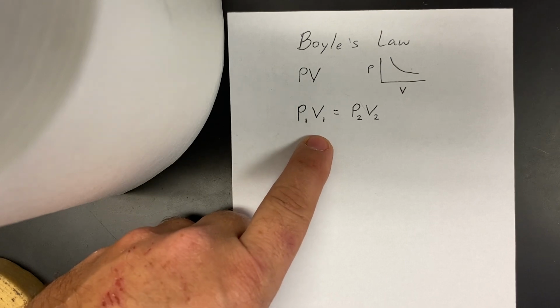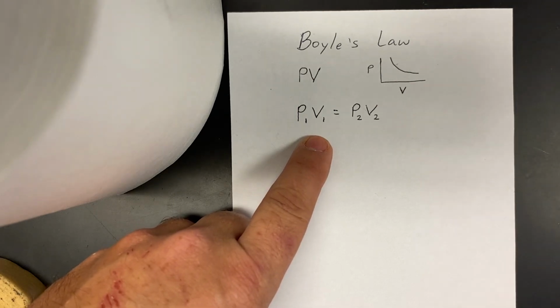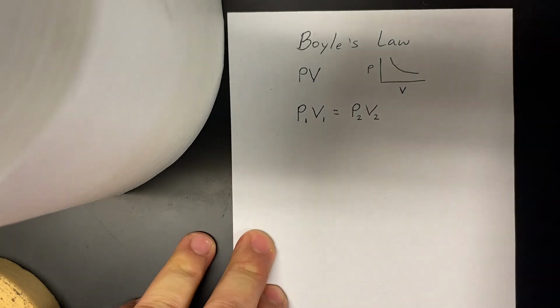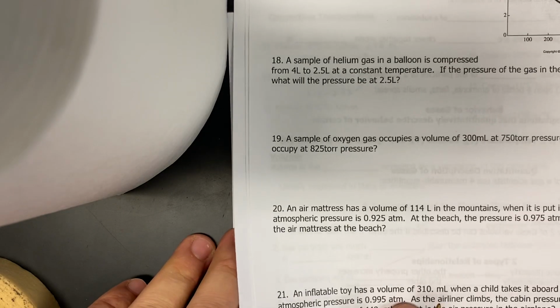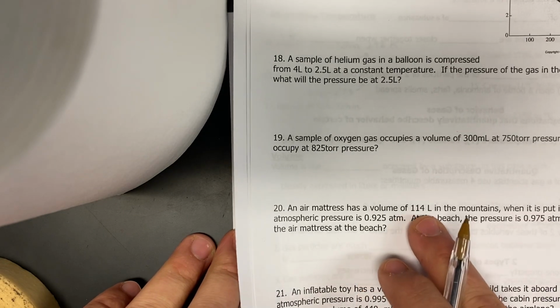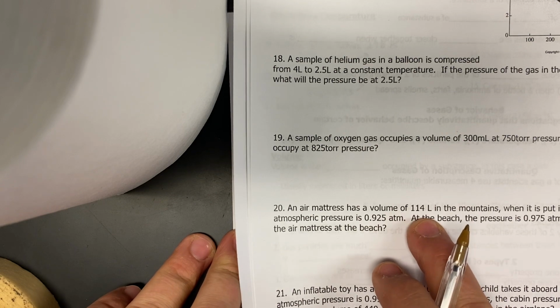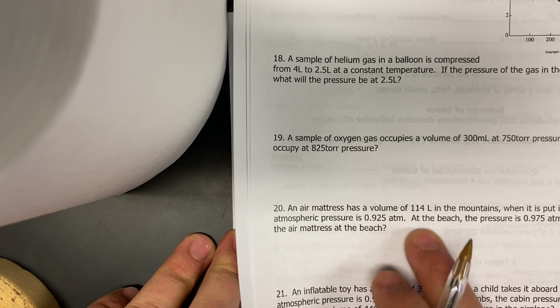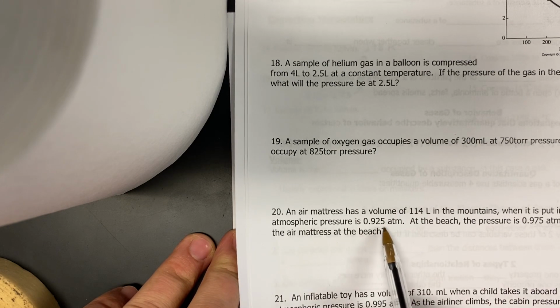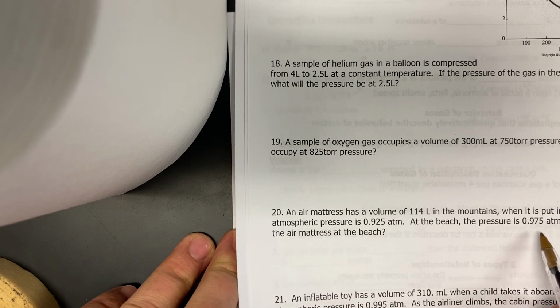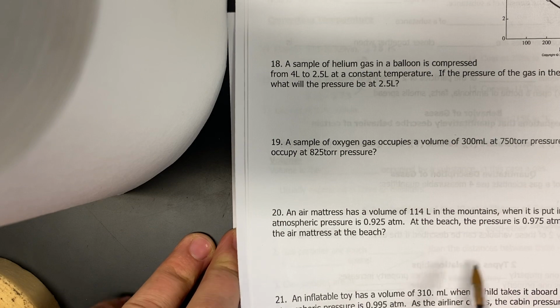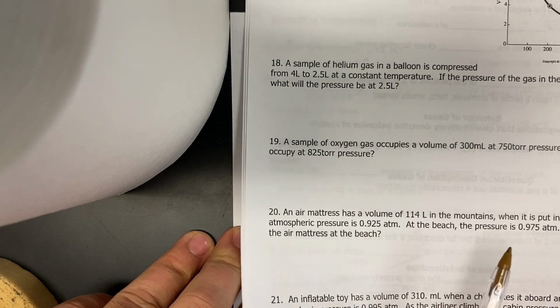Give me a problem 17 through 24. 20. That's an excellent choice. So on 20, we have an air mattress that has a volume of 114 liters in the mountains. When it is put in the pickup truck, the atmospheric pressure is 0.925 atmospheres. At the beach, the pressure is 0.975. What is the volume of the air mattress at the beach?